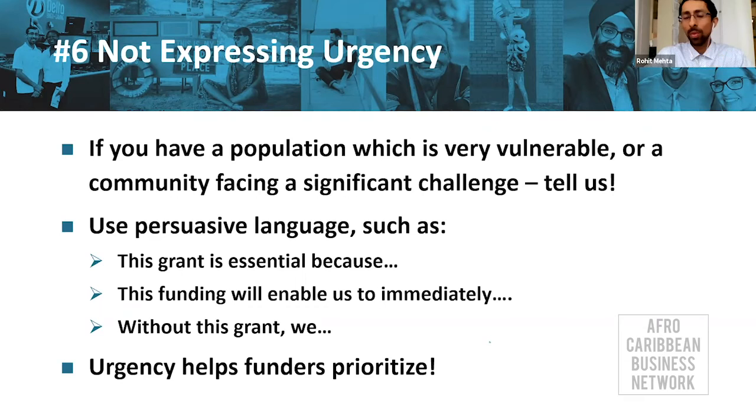Some examples, because you don't want to appear too aggressive or too strong. Some examples that you could use in your own grant are, this grant is essential because if we receive this funding, it will enable us to immediately, or without this grant, we wouldn't be able to. So in the case of youth, without this grant, we wouldn't be able to service the high-risk needs of Rexdale youth, for example. That helps to tell the reviewer that the work they're doing is not only essential, but if we don't fund them, there's going to be some negative consequences.